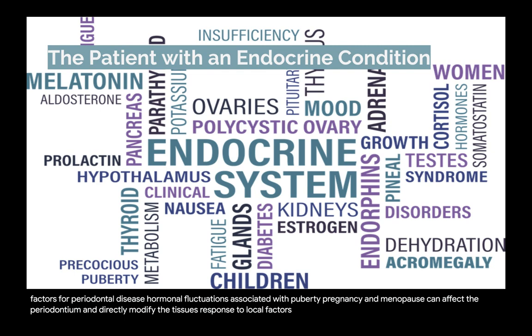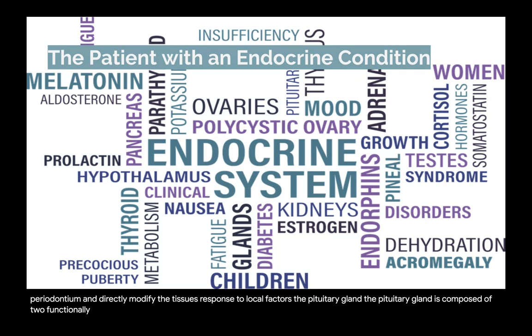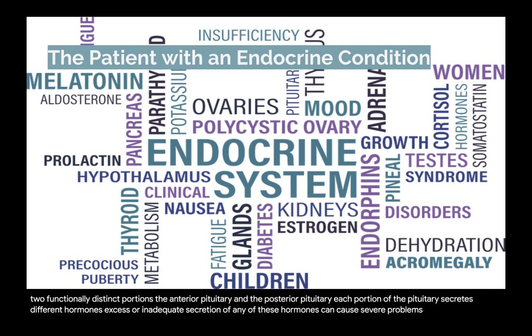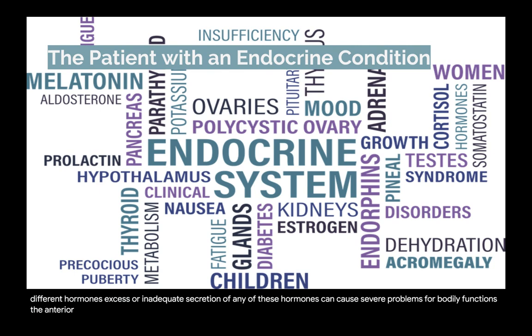The pituitary gland. The pituitary gland is composed of two functionally distinct portions, the anterior pituitary and the posterior pituitary. Each portion of the pituitary secretes different hormones. Excess or inadequate secretion of any of these hormones can cause severe problems for bodily functions. The anterior pituitary is also called the master gland because of its great influence on body organs, other endocrine glands, and overall well-being.